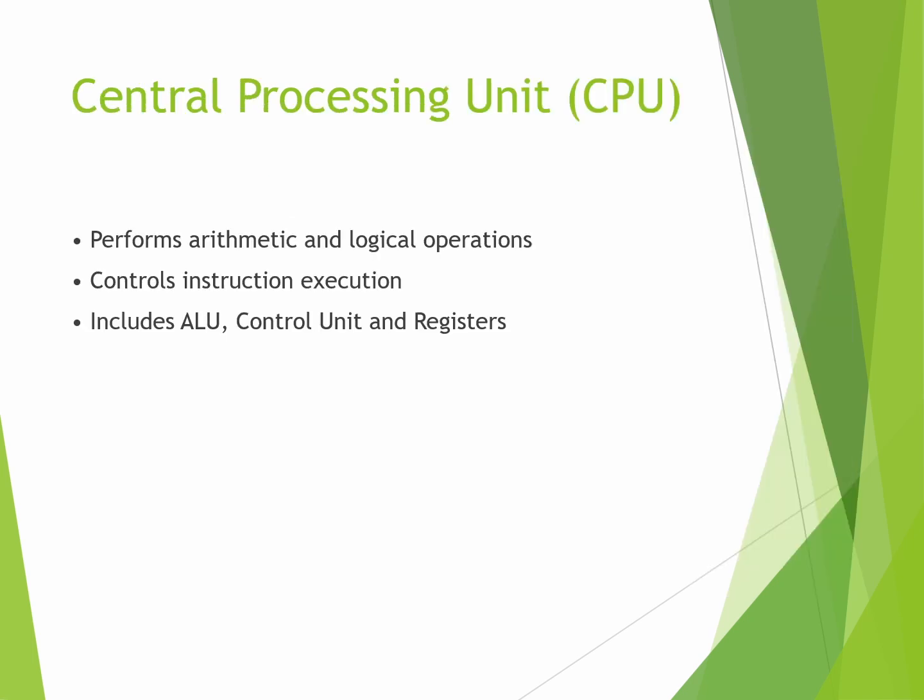First is the CPU. As in a computer system, the CPU is mainly used for performing arithmetic and logical operations. Next, it controls the instruction execution. It consists of a series of instructions which are controlled by the CPU. It includes an ALU, a control unit, and registers. Usually, the ALU takes care of the arithmetic operations. The control unit takes care of the input-output connections. Then it consists of the registers.